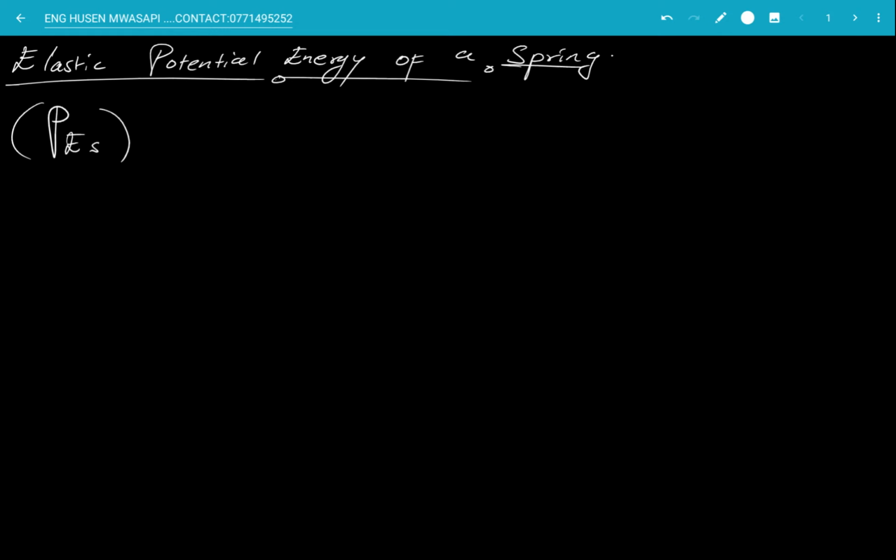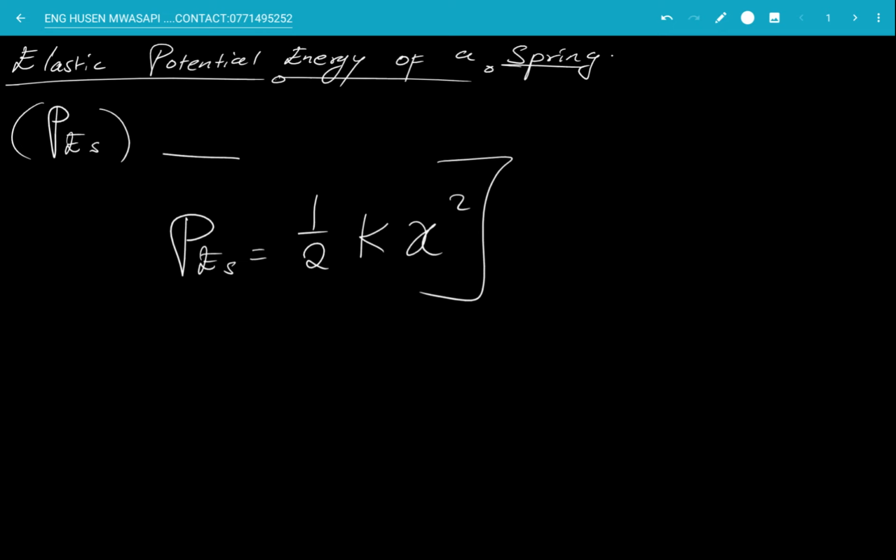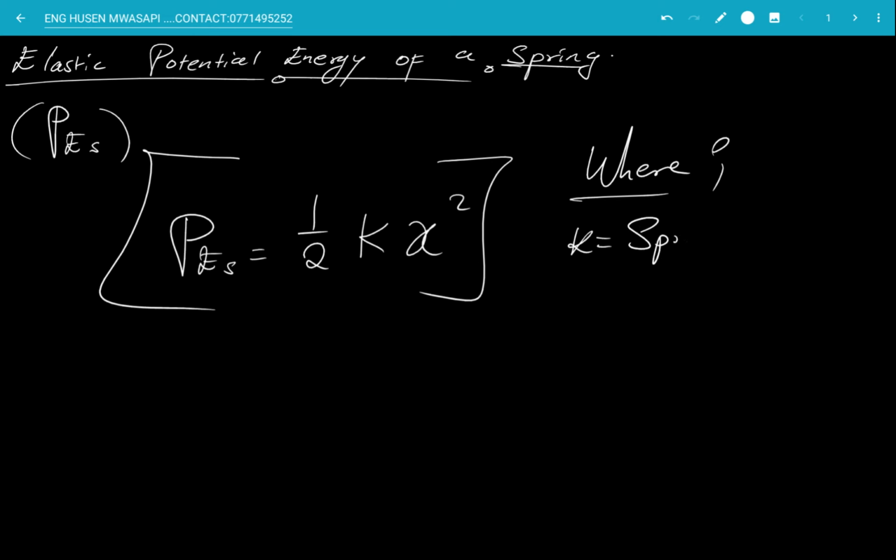Now, to clearly understand this, it's best to look at several examples. But to start with, we'll look at the equation that denotes the elastic potential energy of a spring. So the elastic potential energy of a spring, PES, is simply equal to half kx squared. In this formula, be mindful that k represents the spring constant, which represents the stiffness of a spring. X represents the extension, the change in length of a spring.